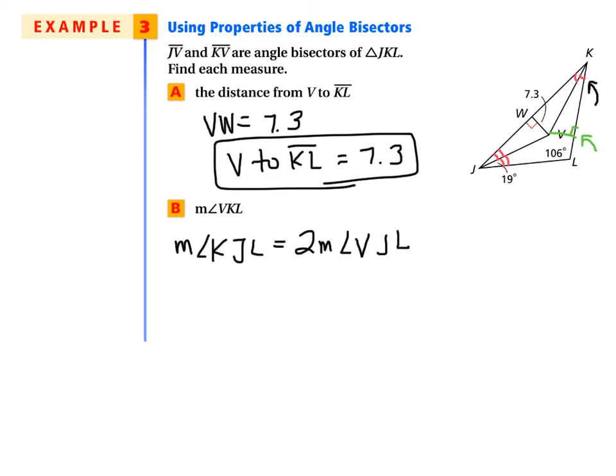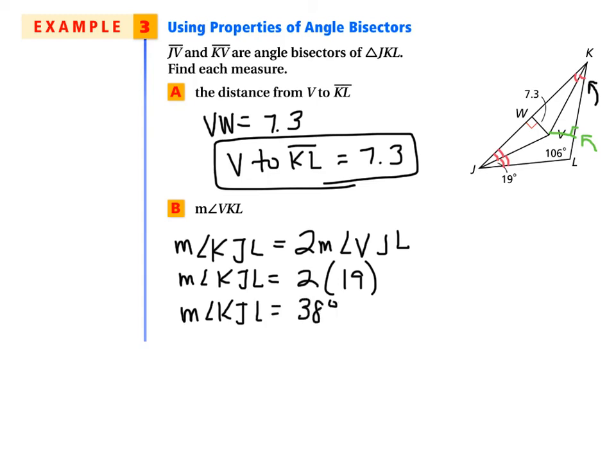Now why do I use that? Because I'm given that that's 19 degrees. What's the reason? The reason is because JV is the bisector of KJL. We know it's the bisector. It says it. So you would say definition of angle bisector. So we can substitute in: the measure of angle KJL is going to be twice the measure of angle VJL, which is 19 degrees. So the measure of angle KJL would equal 38 degrees.